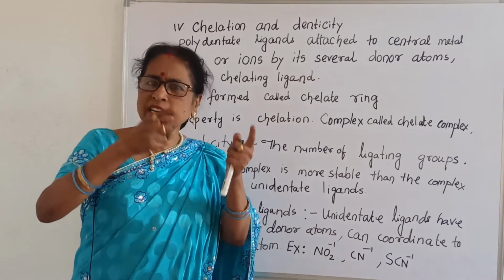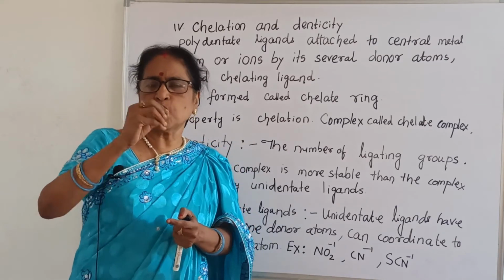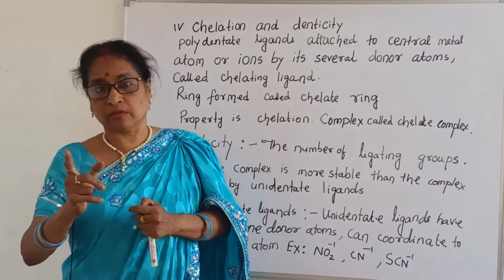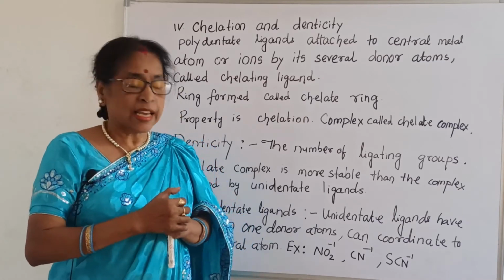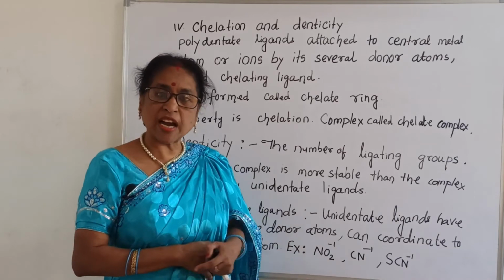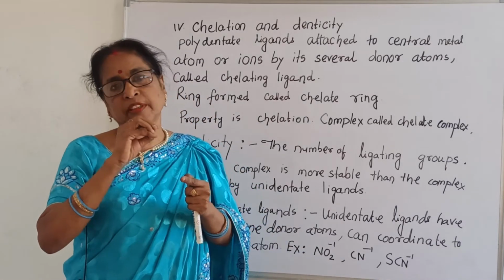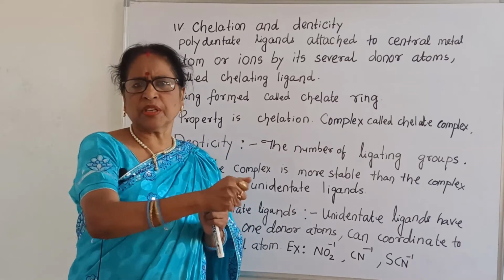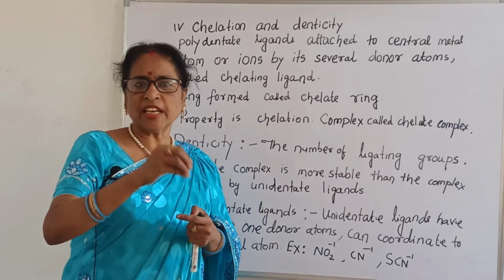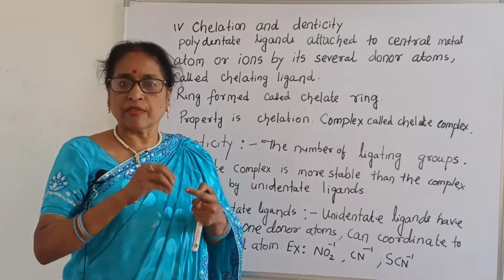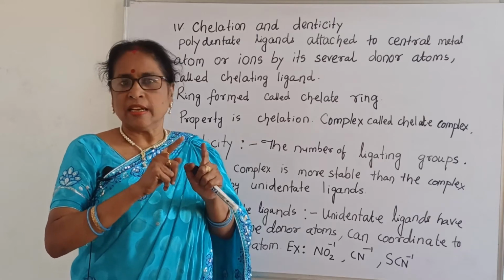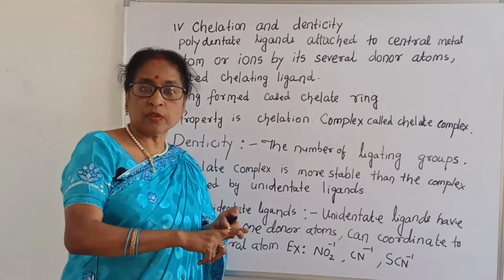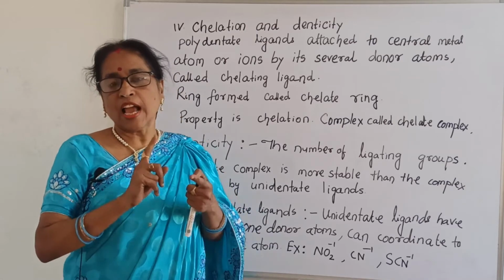I told you unidentate ligand means it will donate only one pair of electrons with the help of one donor atom. For example, CN minus: this carbon and nitrogen both can donate. Both have the capacity to donate. That is what is called an ambidentate ligand. That means in your anion, both can donate, but only one can donate, either carbon or nitrogen. Similarly, either nitrogen or oxygen, and that is called an ambidentate ligand.